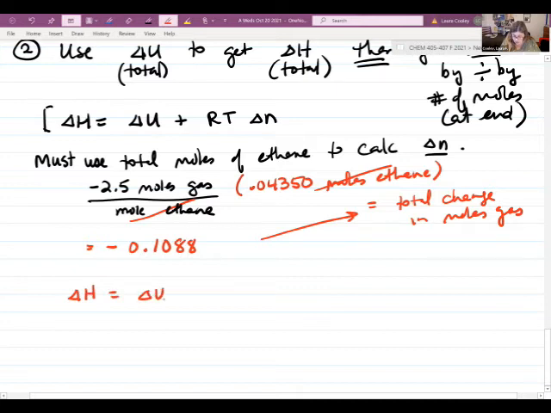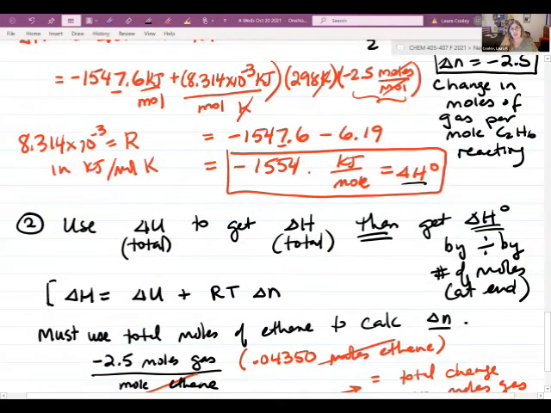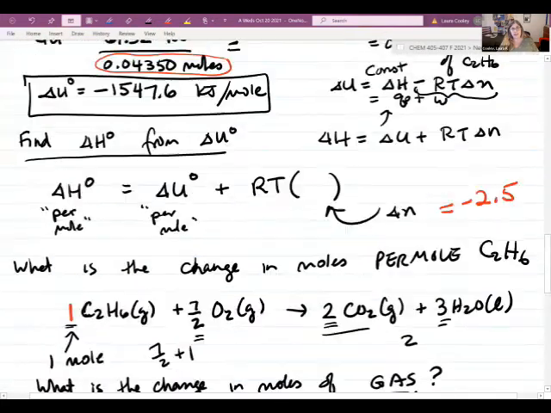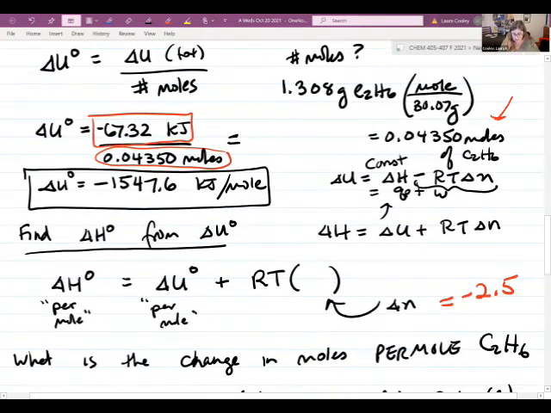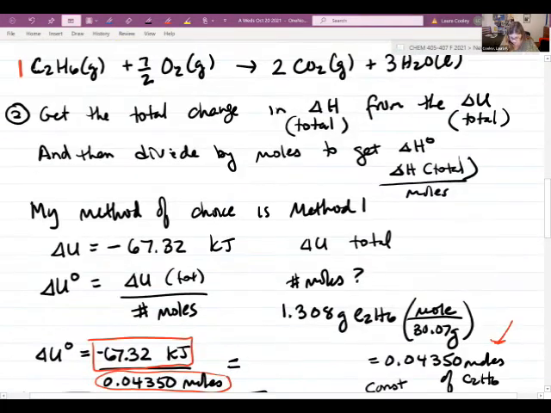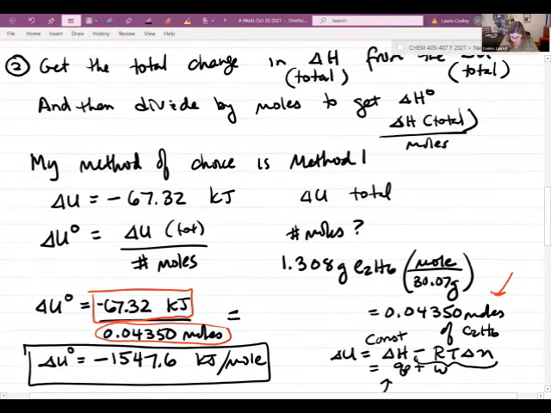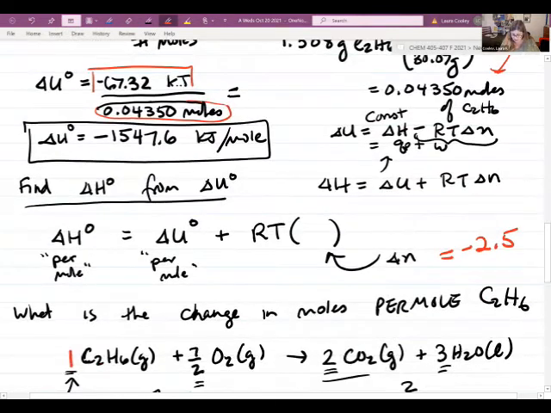So delta H is delta U plus RT delta N. Let's go ahead and plug in. Let me just make sure we have the delta U that we calculated at the beginning. Let's go back to the delta U. There it is, negative 67.32 kilojoules. Oh, that's the delta U zero. Wait a minute, hold on. Wasn't delta U zero yet. Right, I have to divide to get to the delta U zero. So this is very confusing now. I should have left that alone, right? But no, I have to go a step further up here. This is what I want. This is my delta U. It was negative 67.32.